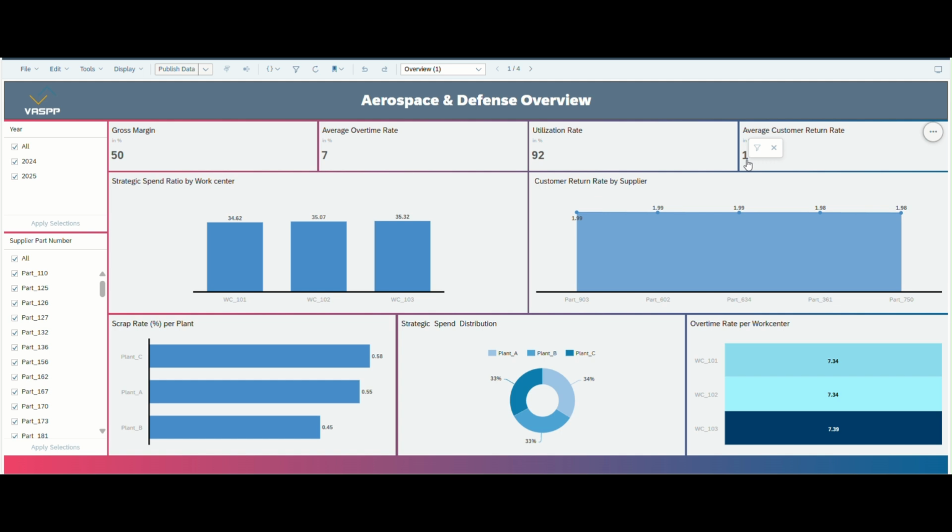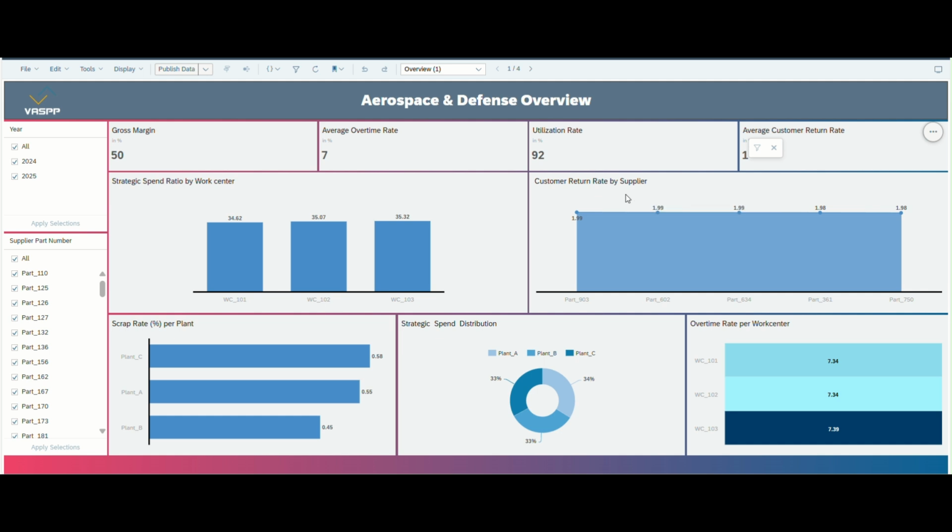Then we look at the strategic spend ratio by work center, which remains consistent at around 35% across WC101, WC102, and WC103. This indicates disciplined investment in critical areas of your manufacturing footprint. Next, the customer return rate by supplier part number pinpoints where component-level defects are creating challenges. Parts 750, 747, and 126 stand out with return rates around 3%, helping procurement and quality teams take corrective action, whether through alternate sourcing, stricter inspections, or supplier collaboration.